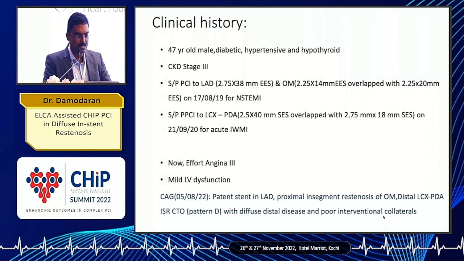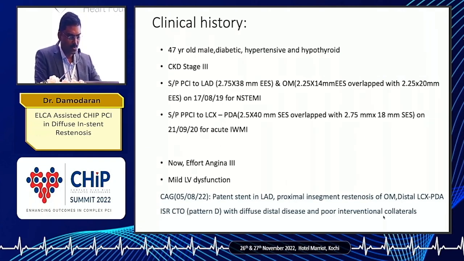We go to the clinical history. This is a 47-year-old male with a couple of comorbidities, CKD stage 3. He underwent PCI to LAD as well as OM with 2 overlapping stents in 2019 for NSTEMI. He again underwent a primary PCI to LCX PDA, that is after the OM, due to acute inferior MI, now presented with CCS class 3 angina, mild LV dysfunction.